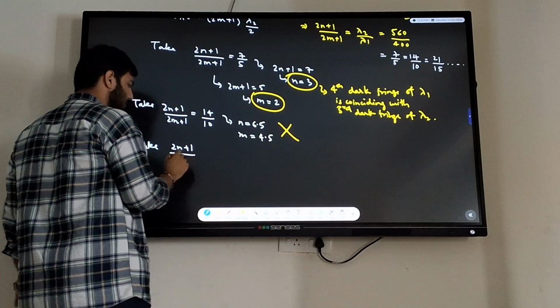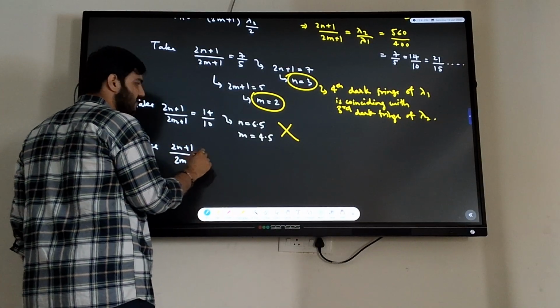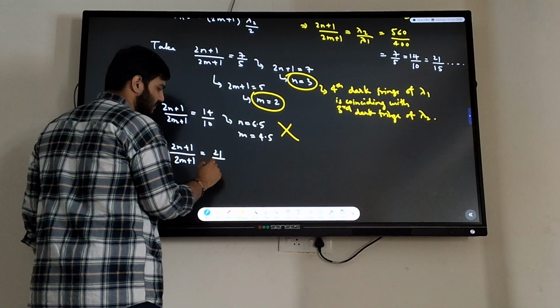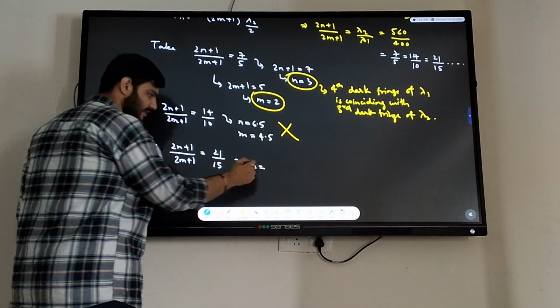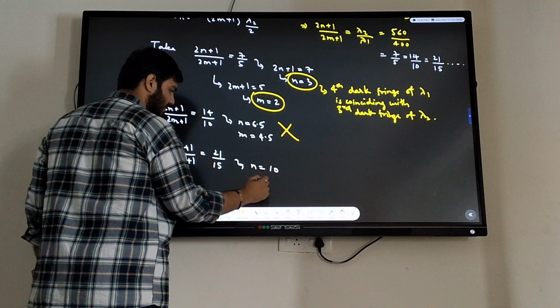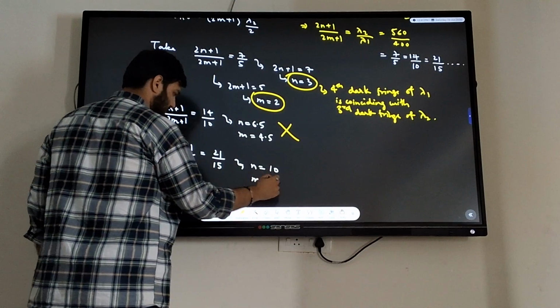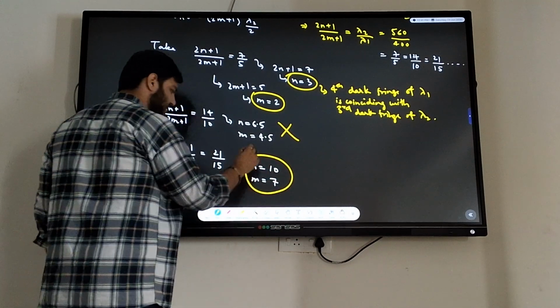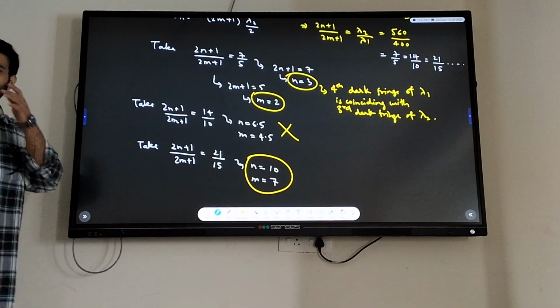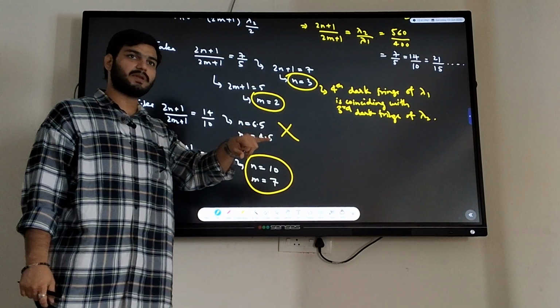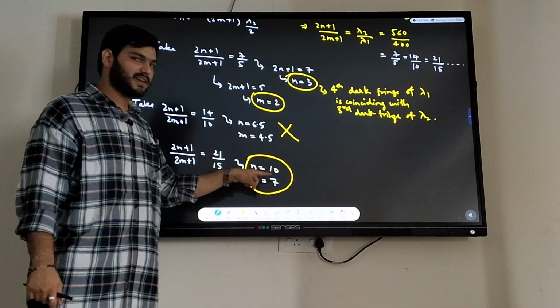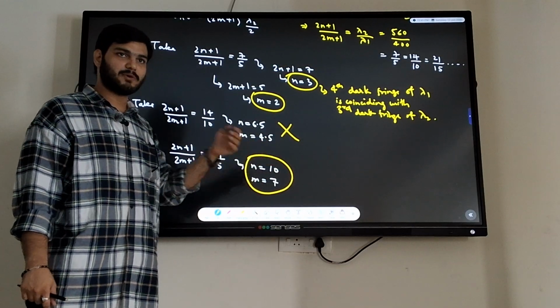Now take (2n plus 1) divided by (2m plus 1) is equal to 21 by 15. Tell me, n equal to what? 10. m equal to 7. Then are these acceptable solutions? So we found our solution. I am not going further because they have asked for the minimum. The next acceptable solution after this would be further, so this is the minimum distance.